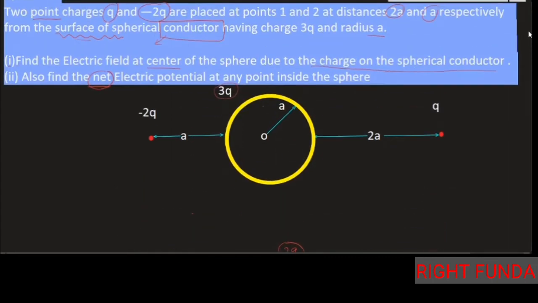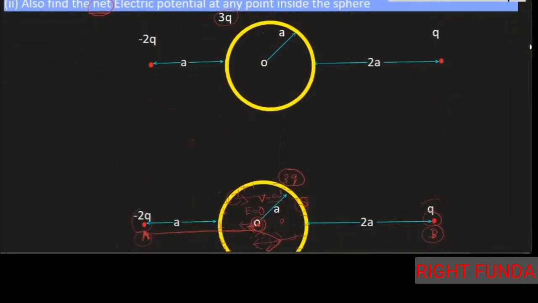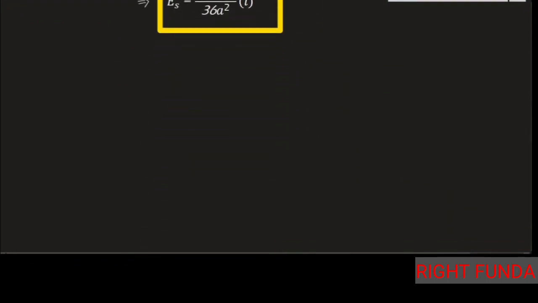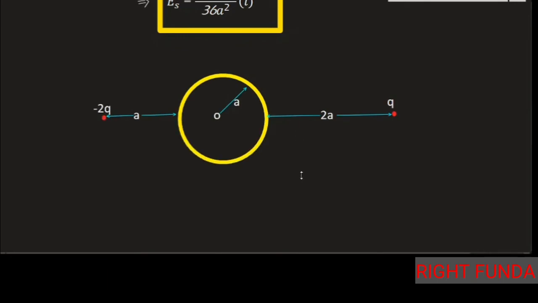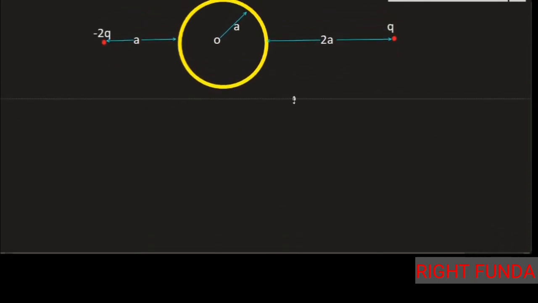Now we'll see the next question. Next is to find the net electric potential at any point inside the sphere. So let's draw the diagram. There is our diagram here. If you see the potential at this point, we know the potential at any point can be calculated. This will have some negative potential, this will have the positive potential, and this sphere. Here the charge has been distributed non-uniformly, but we can calculate the potential at the center of the sphere.